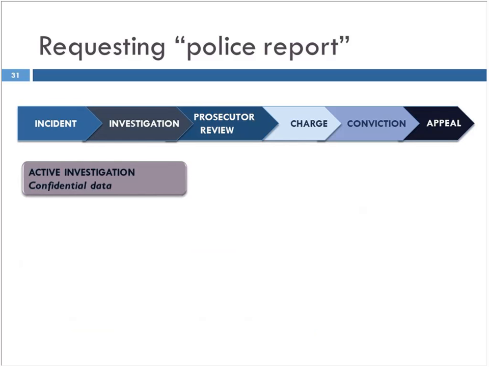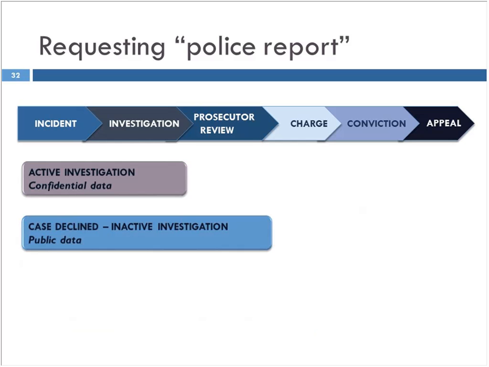So first off, when that case is under investigation, when it's an active investigation, that is confidential data. Nobody gets to see it. So from the time of the incident through investigation, that investigation is active, so we have confidential data. Nobody gets it. If that case gets investigated and it goes to the prosecutor, prosecutor reviews it and declines to file charges. Once the prosecutor has declined to file charges, all of a sudden that investigation is inactive.